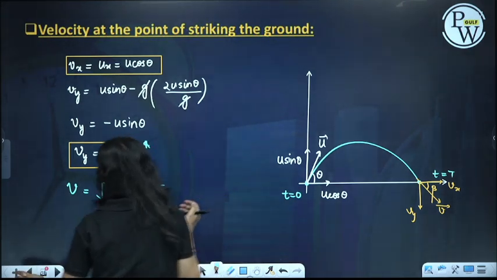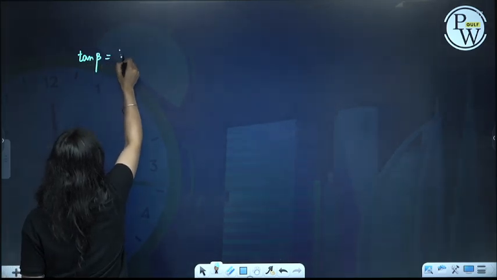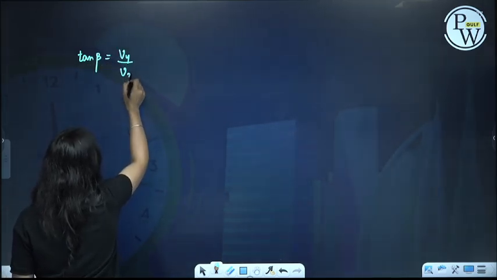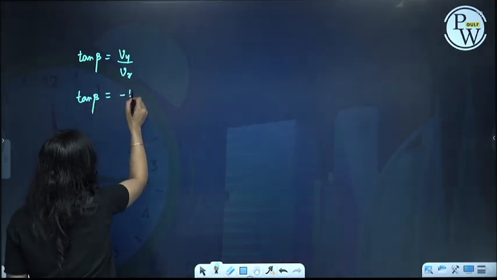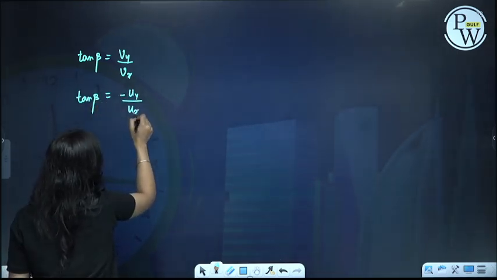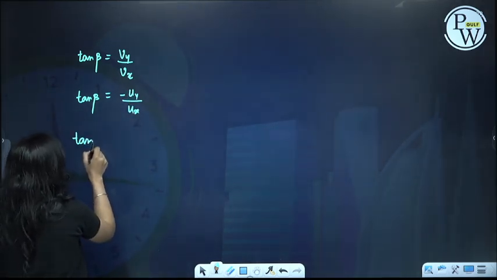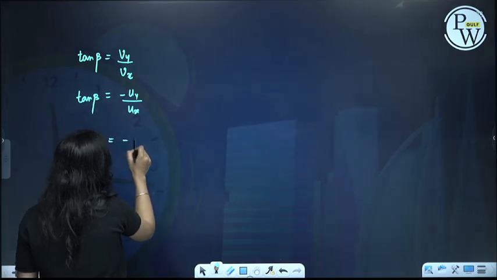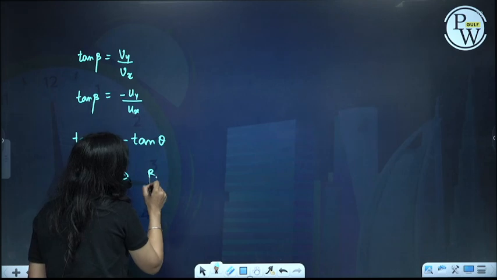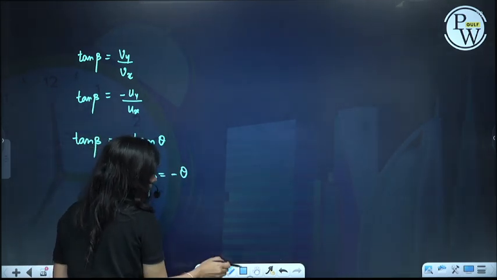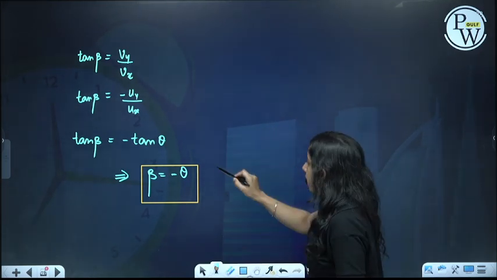Let us do it over here. Tan beta will be equal to Vy by Vx, so tan beta will be equal to minus uy by ux, and uy by ux is equal to tan theta. So it will be equal to minus of tan theta. From this we get that beta is equal to minus theta.